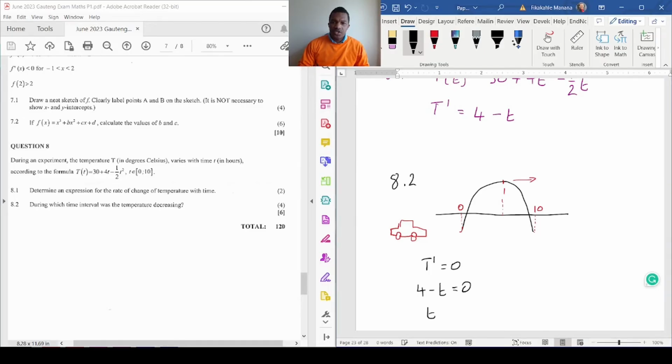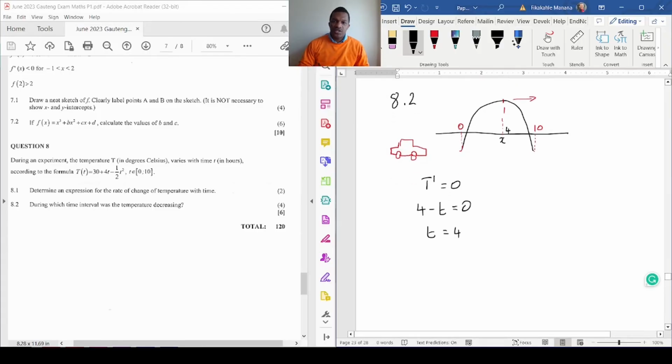So if I do the gymnastics here, I can see that t is 4. That's just the x value there, the number 4. So from 4 to 10, that is where this graph is decreasing. So therefore, decreasing from 4 to 10.